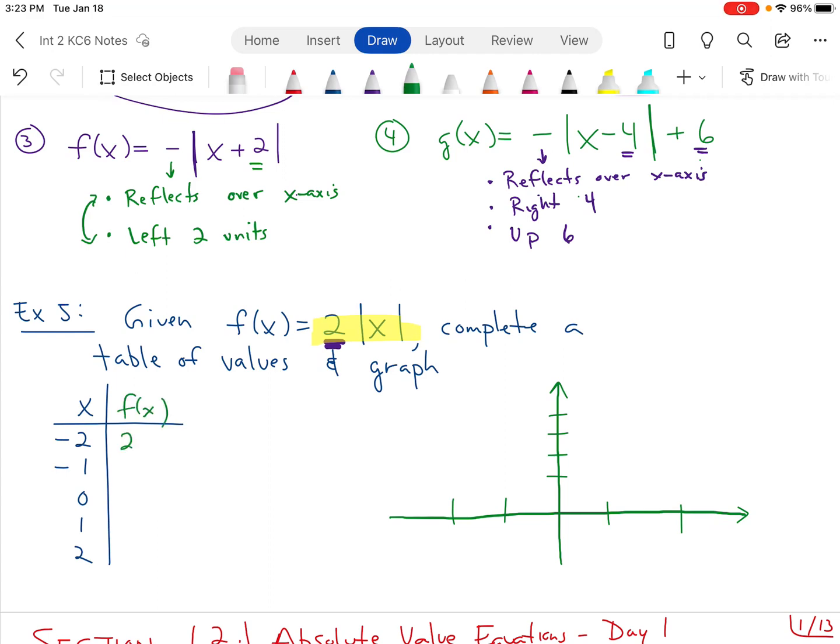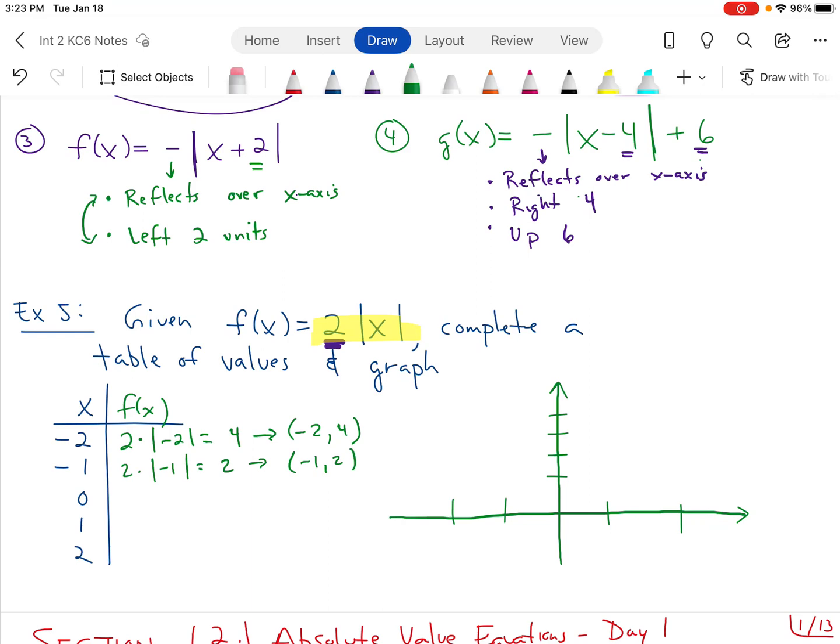So I have 2 times the absolute value of -2, which gives me 4. Okay, so absolute value of -2, remember, is always positive. That's a 2, and then 2 times 2 gives you 4. So I get -2, 4 as my first coordinate. And do that to all of them and see what you get. Okay, so go ahead and pause this video and finish them before I finish all of these here.